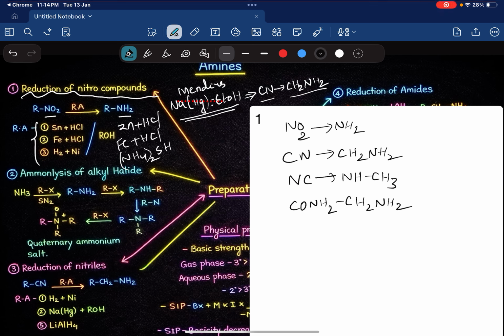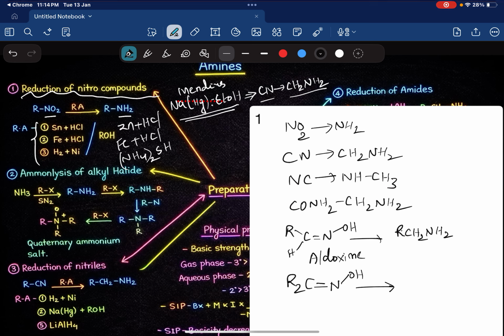And aldoximes: R CH double bond NOH can be converted into R CH2NH2. That means an aldoxime is converted into the respective primary amine. The same way, a ketoxime can also be converted into the respective amine. R2C double bond NOH can be converted into R2CHNH2. So this is how the reduction takes place with the help of these reducing agents.